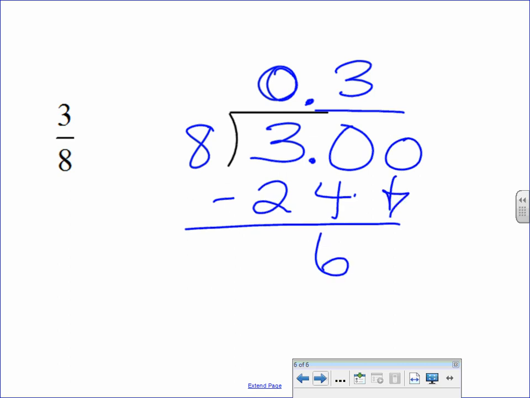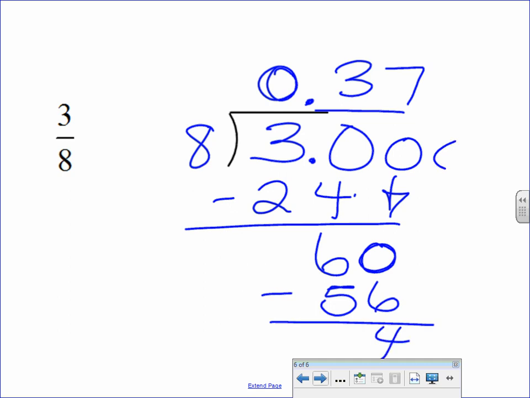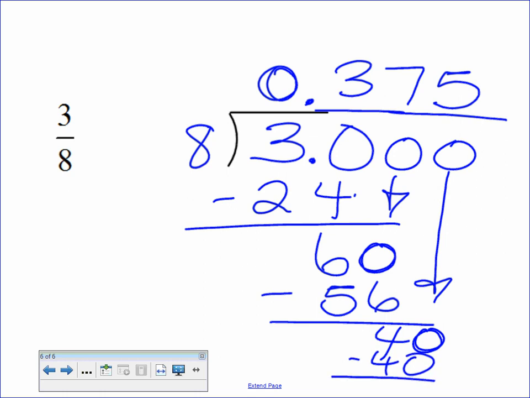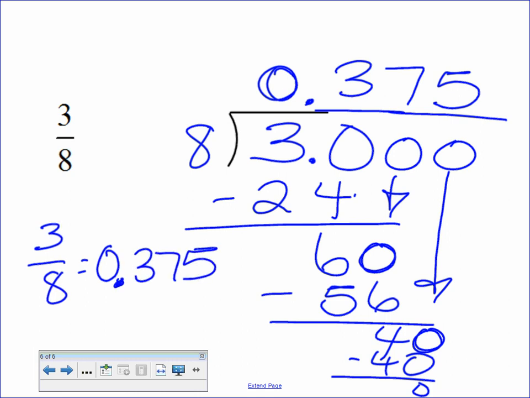I have to add a 0. 8 can go into 60 7 times, which would be 56. Now I still have a remainder, so I have to keep going. Bring down another 0. 8 can go into 40, if you look at your multiplication chart again, 5 times. And 40 minus 40 is 0. Therefore, 3/8 is 0.375. I have to divide until I have at least 3 numbers after my decimal point or until I don't have a remainder, whatever comes first.